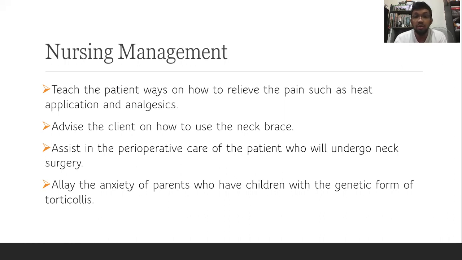And we also need to advise the client on how to use the neck brace and how to apply it. Assist also in the pre-operative care of the patient who will undergo neck surgery. So we need to know the pre-op, intra-op, and post-op nursing management for patients. We will teach you that in a different concept during perioperative nursing, and also allay the anxiety of parents who have children with the genetic form of torticollis.